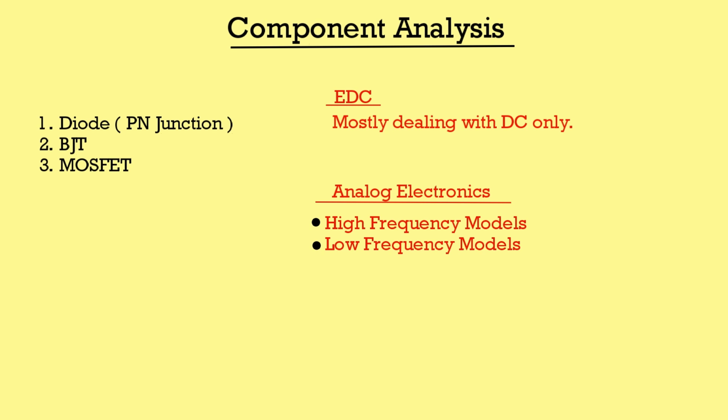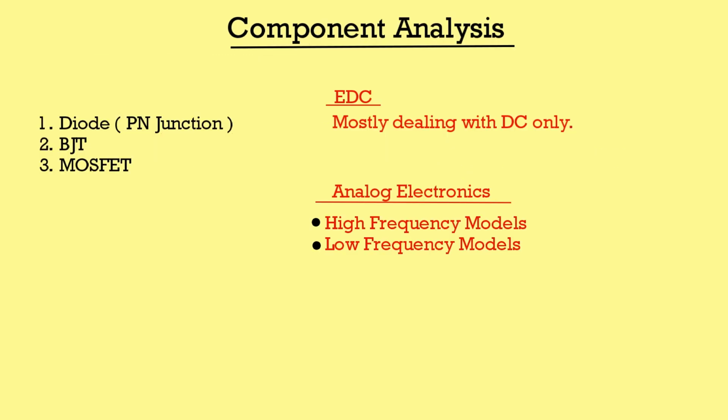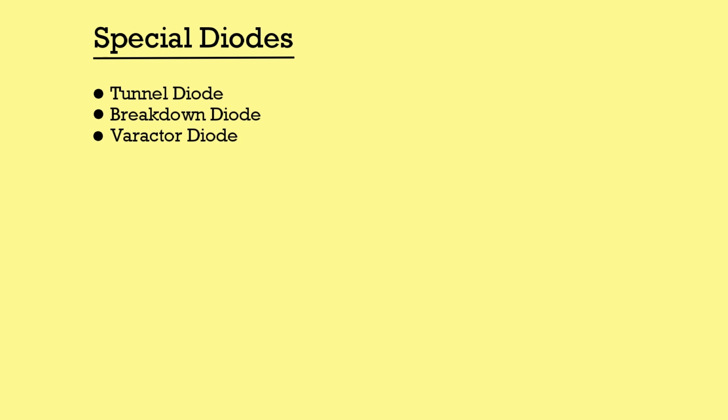For competitive exams in EDC, we mostly deal with DC analysis. We don't even consider low frequency circuits. Gunn diode and IMPATT diode are diodes which have applications at high frequency, and they have a special property of negative resistance. For graduate level competitive exams, only DC analysis is taken into consideration, at least in EDC. In analog electronics, however, you will have to deal with low and high frequency circuit models of BJT and MOSFET. First, we will cover tunnel diode and Varactor diode, whose applications can be well understood by considering DC analysis only.